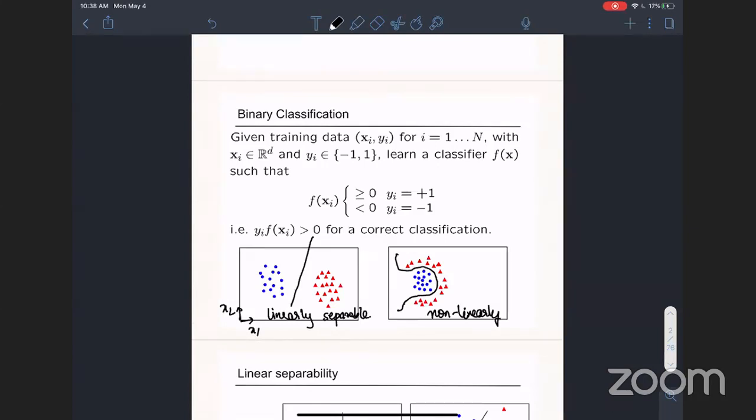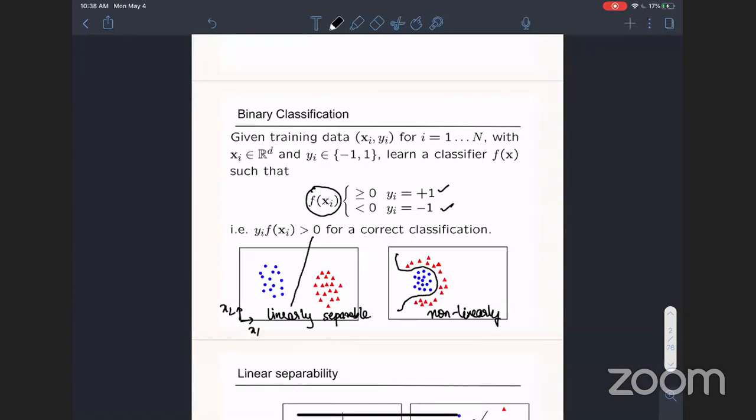So in a binary classification, you want to classify data sets into class 1 or class 2. So let's say class 1 is called +1 and class 2 is called -1. So based on the evaluation of your classifier on a given test sample, if it is greater than or equal to 0, you assign it to the positive class. If it is less than or equal to 0, you assign it to the negative class.